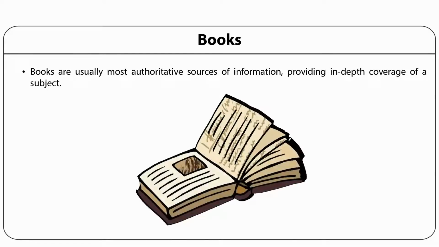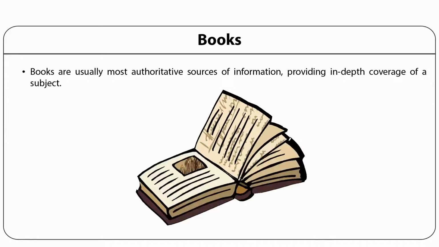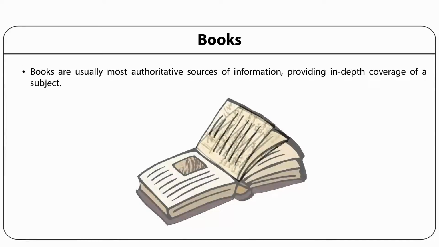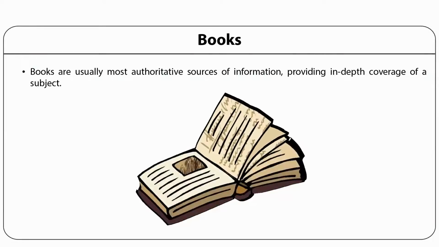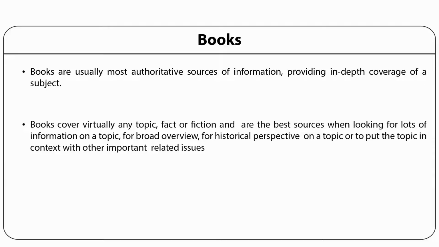Let's now examine the role of books as current sources of information. Books are usually the most authoritative sources of information, as they provide in-depth coverage of a subject, and all the chapters of the book give a continuous treatment to the subject along with appropriate references. Books cover virtually any topic, fact or fiction, and are the best sources when looking for lots of information or detailed information on a topic, for a broad overview, for historical perspective on a topic, or to put the topic in context with other important related issues.